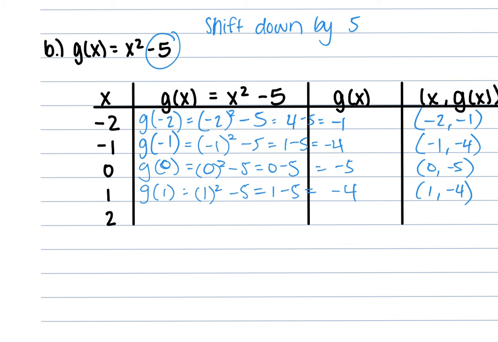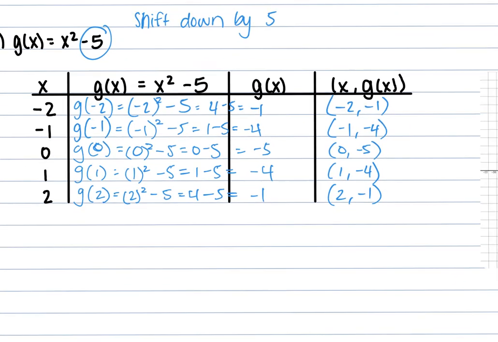So, if you plug the 2 into x, you get 4, and 4 minus 5 is negative 1. Yep. So what's my point? It is 2, negative 5.